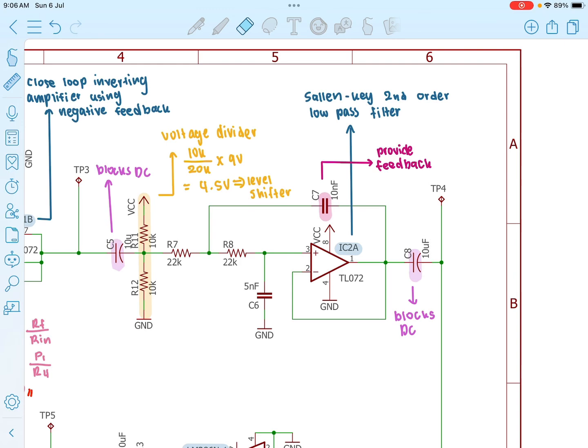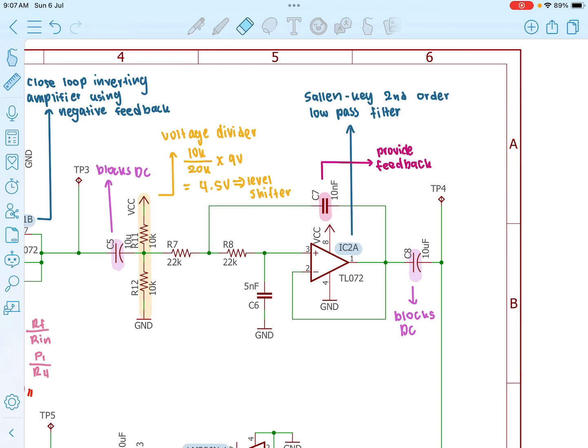Now we move on to stage 3. For IC2A, a second IC TL072 is being used. Before the signal enters this stage, it passes through C5, a coupling capacitor that blocks any DC voltage and allows only the AC component of the heartbeat signal to pass through. To operate in single supply mode, a voltage divider made of R11 and R12, each 10K ohms, biases the non-inverting input of the op-amp at half of the supply voltage. It also acts as a level shifter to make sure no output is being clipped.